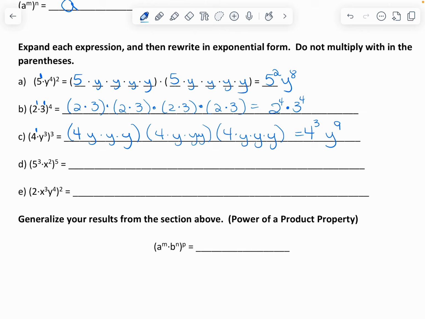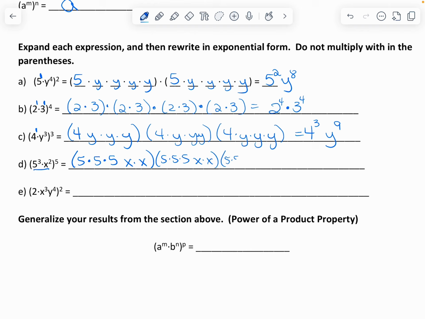So let's do the next one. I have 3 5's and 2 x's. So I have 5 times 5 times 5 and x times x. And I'm writing that 5 times. So 5 times 5 times 5, x times x.